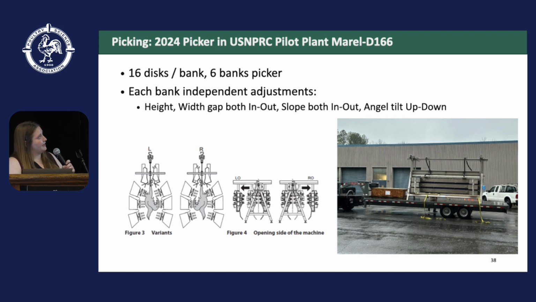It has 6 banks, so it has 3 banks on each side. And the amazing part is that each bank can be adjusted individually. So if we're trying to adjust at the shanks, we don't have to adjust everything. We can just adjust those 2 top banks. And this is actually a standard commercial picker. They just have 4 or 5 of these versus the one that we have.